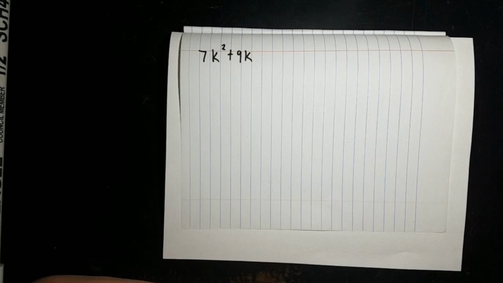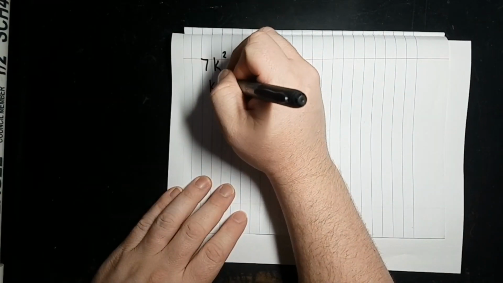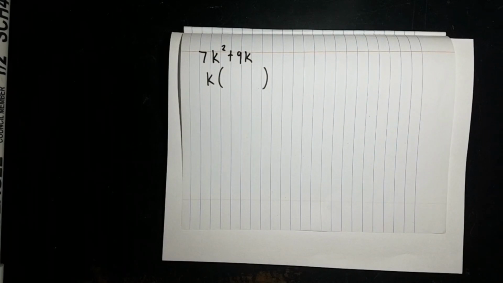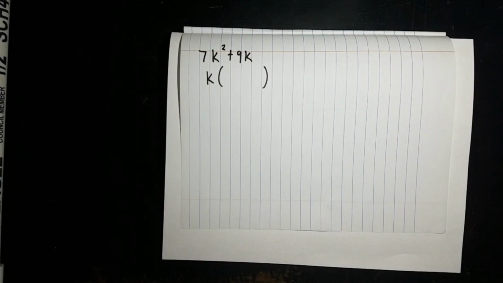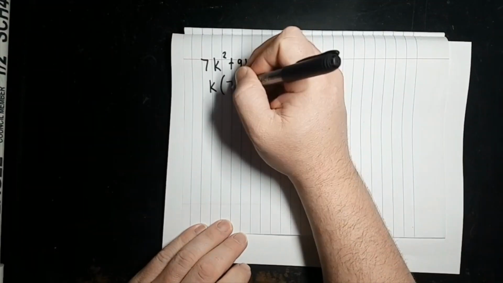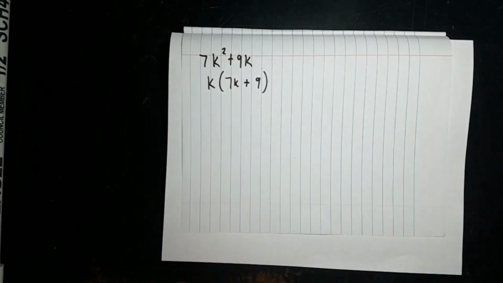The constant's not there. They both have a k in common. So, I can factor out a k as a greatest common factor. A greatest common factor does not always have to be a number. It could be a number, it could be a variable, it could be a number and a variable. It depends on the situation. If you divide a k out of the first term, you end up with 7k. And if you divide a k out of the second term, you just get a 9.